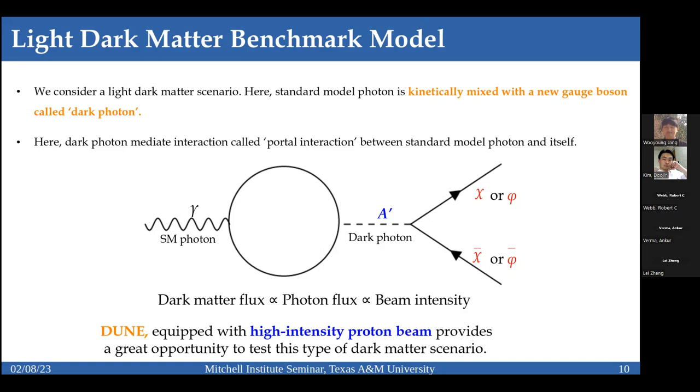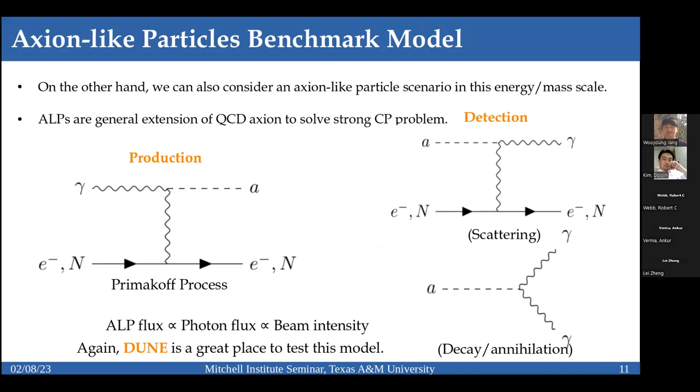One thing we remark is that the dark matter flux is proportional to the photon flux, and we need some efficient photon factory in order to get a copious amount of this dark matter. So that's why the region we are considering, DUNE, is a nice place to test this kind of scenario.